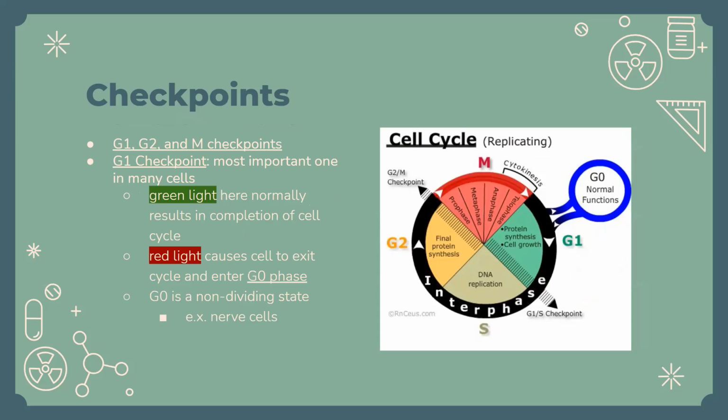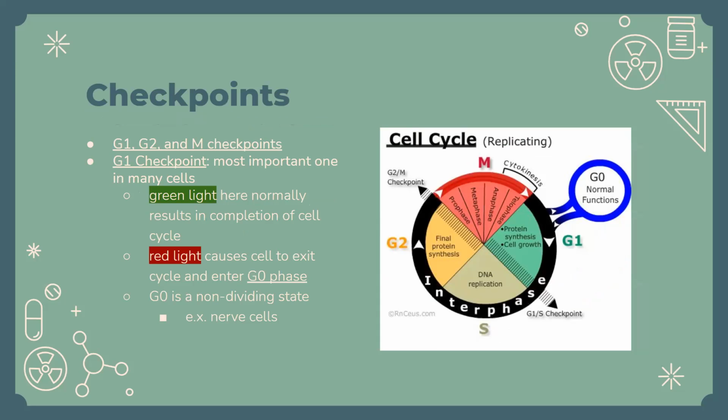Okay, the G1 checkpoint is mostly regarded as the most important one in many cells. So once the green light is given at the G1 checkpoint, it generally means that the cell will continue the process and eventually complete the cell cycle. And a red light here will cause the cell to exit the cycle and enter something that's called the G0 phase.